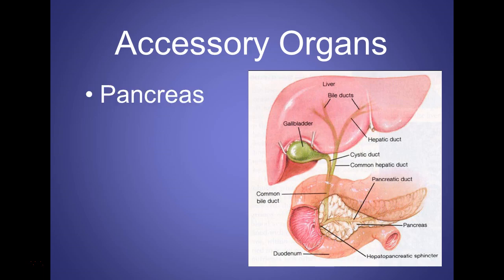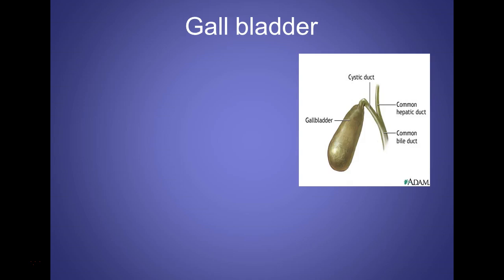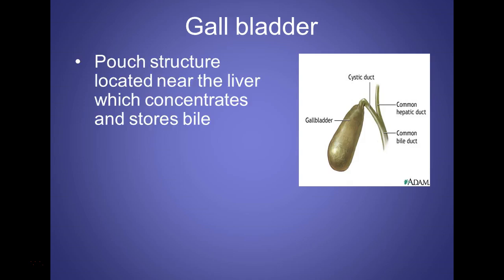So let's take a break and look at our accessory organs. We have a pancreas, the gallbladder, the spleen. Okay, so let's talk about what the gallbladder does. Some of you may know people that don't have a gallbladder anymore. It's not a vestigial structure, however, you can live without it comfortably. It's a little pouch structure. It's located near the liver, and it concentrates and stores bile.